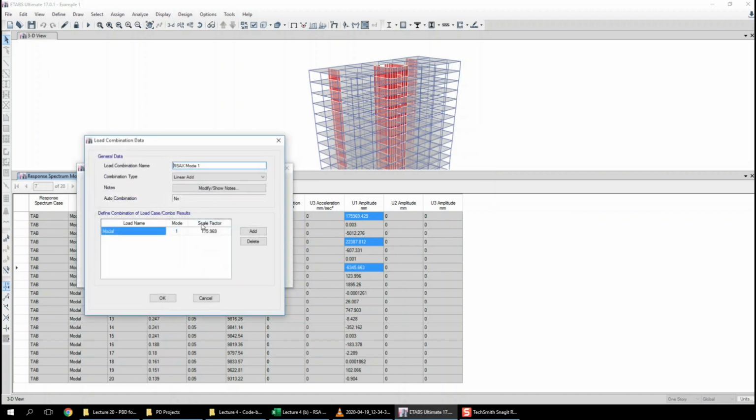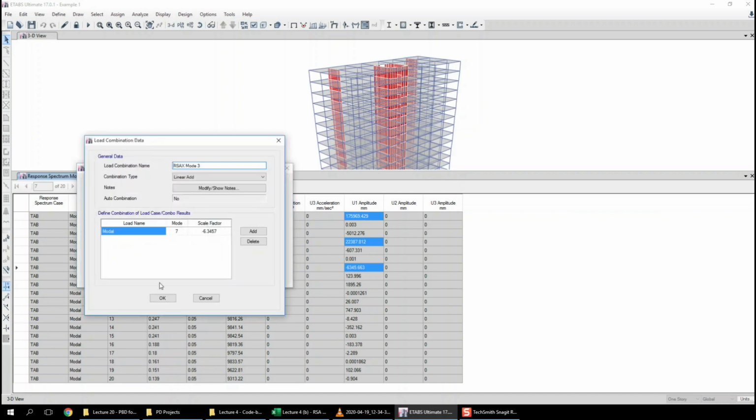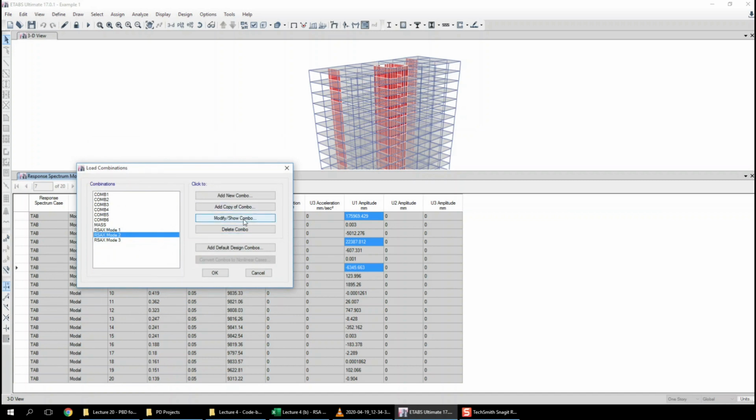So if I modify this, here you can see I have applied a scale factor of 175.969, and I have selected the load case as modal, and I have selected the mode number as 1, and I have named it RSA-X mode 1. So when I check the results of this load combination, they should correspond to the first mode contribution in the RSA results. Similarly, I have defined another load combination with the second factor and then with the third factor. Here you can see this third factor, but these factors I have divided by 1000 to get them into the right units.